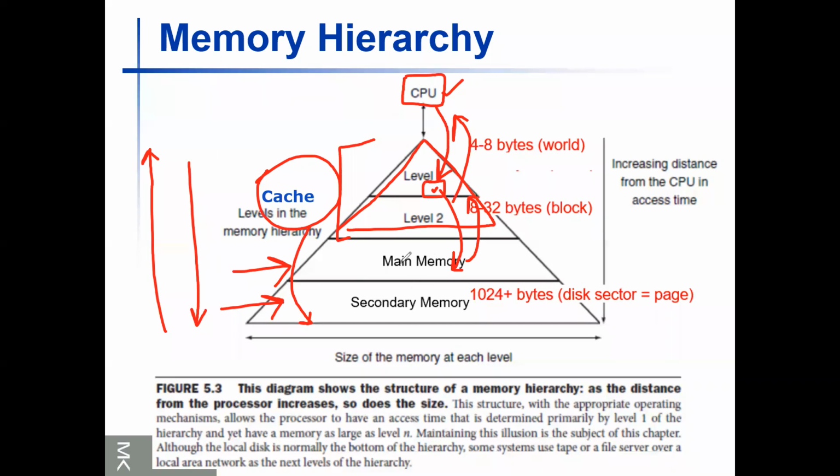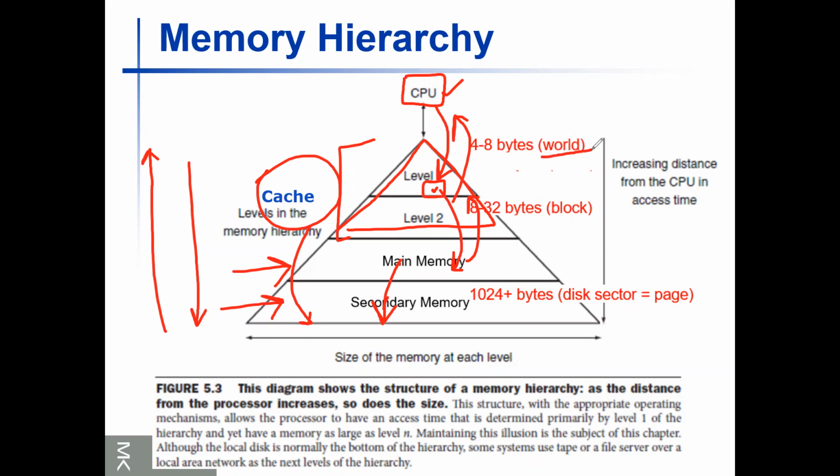Another thing is that if it's not in the main memory, then you need to search the secondary memory also. The same thing applies. So this is the way data can be accessed from the memory by the CPU.